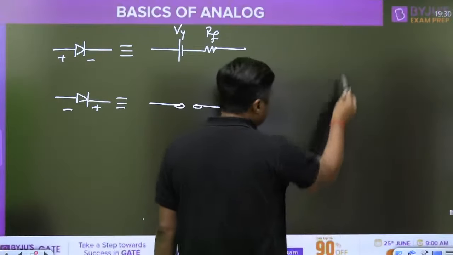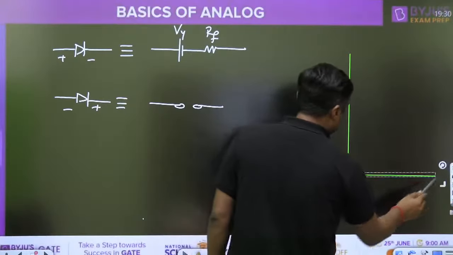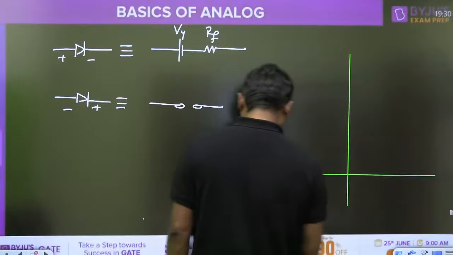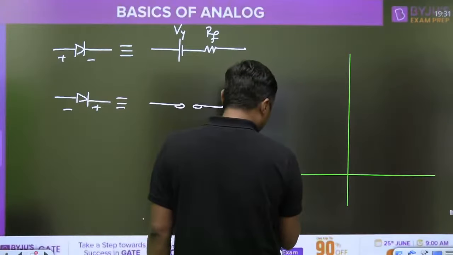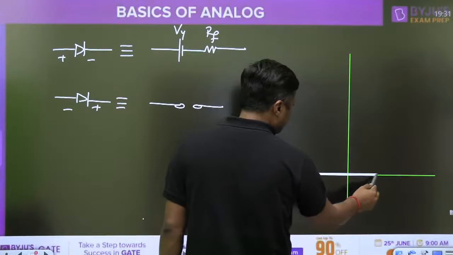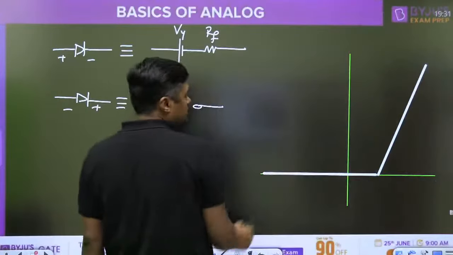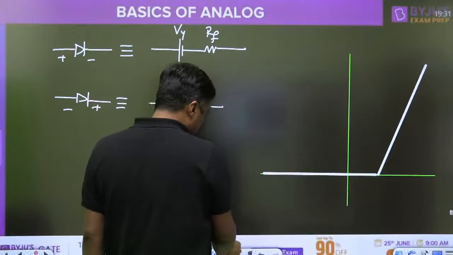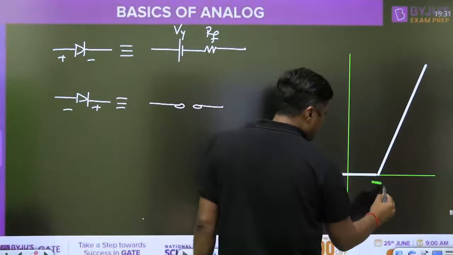Everyone, I am going to give you the question, then try to solve it. This time I want the correct answer. Now, this is the VI characteristic. Up to this point, it is a straight line, and after that, there is some slope. That is not a straight one. It has the slope. What is the resistance after that? This is called V gamma, the cut-in voltage.